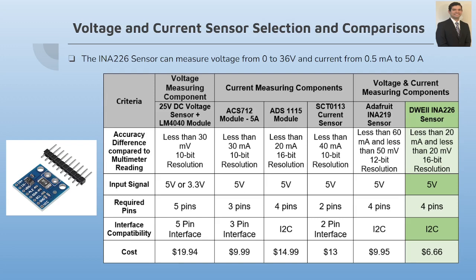This sensor can measure voltage from 0 to 36 volts and current from 0.5 milliamps to 50 amps with 16 bits of resolution. We were also aiming for a sensor that uses the I2C interface because we needed two power readings, which meant having two peripheral devices. Since this sensor uses I2C, we can simplify the number of connections for both sensors.